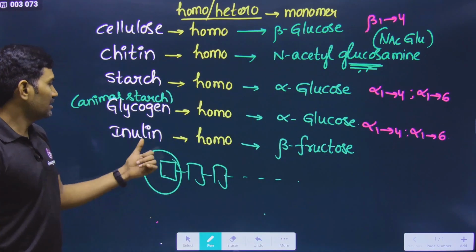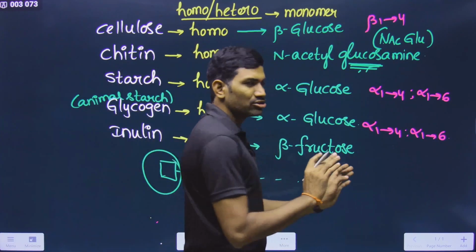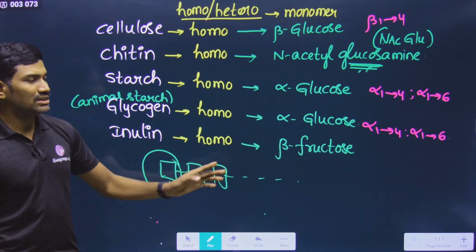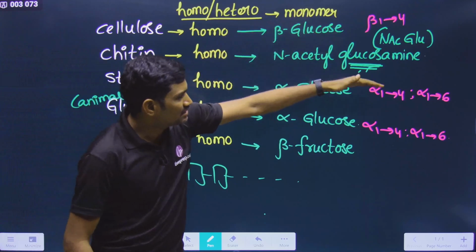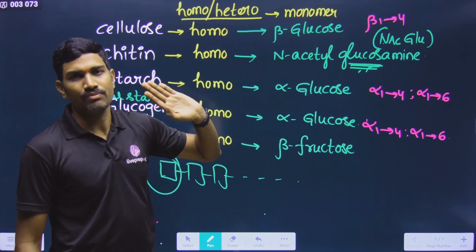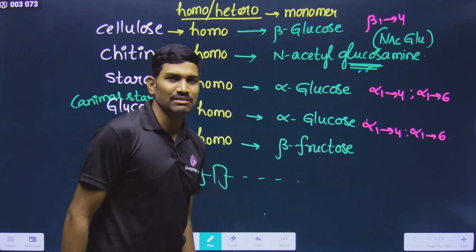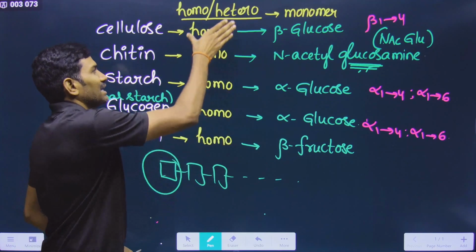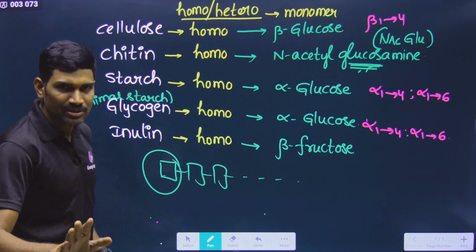Next one, in the case of inulin, here also they will not ask you the bond, it is actually beta 2,1. Beta 2,1 is the bond that is present. At least for these three, please remember the bonds also. And this is the basic information, and in this information we wrote whether they are homopolysaccharides or heteropolysaccharides.